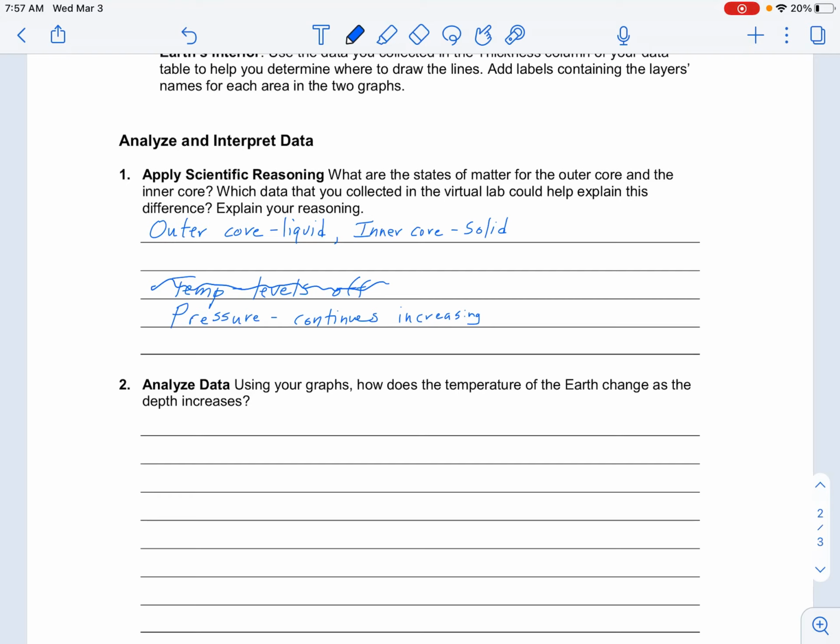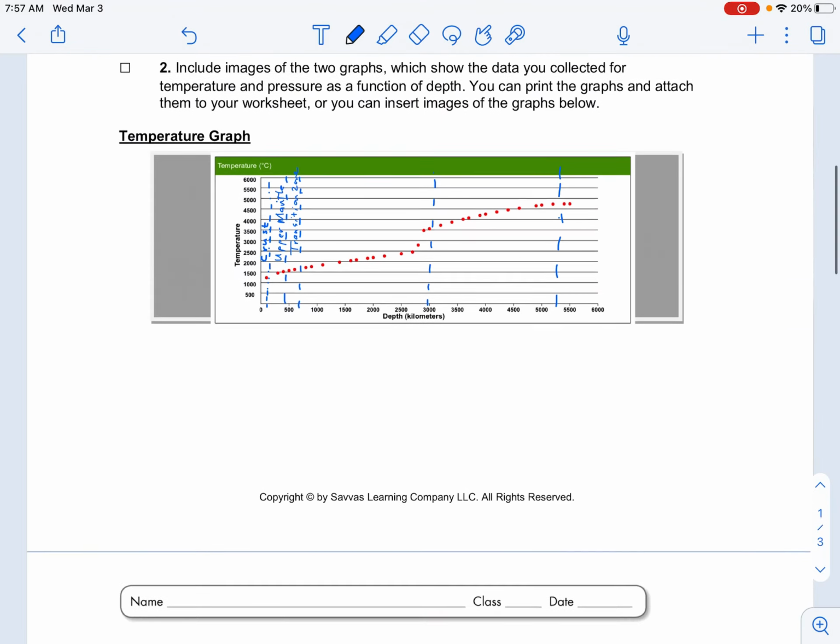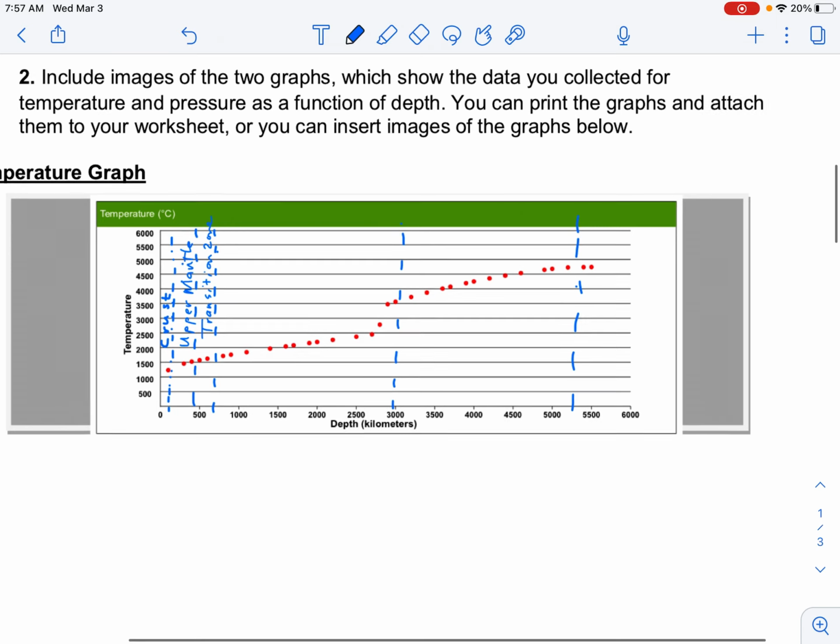And so this is the factor, the one I'm starring here, pressure. That is the reason why, or one of the reasons why, the inner core is solid and the outer core is not. For question 2, it says, using your graphs, how does the temperature of the Earth change as depth increases? So if you look at our graph here, how does the temperature change as we go deeper?